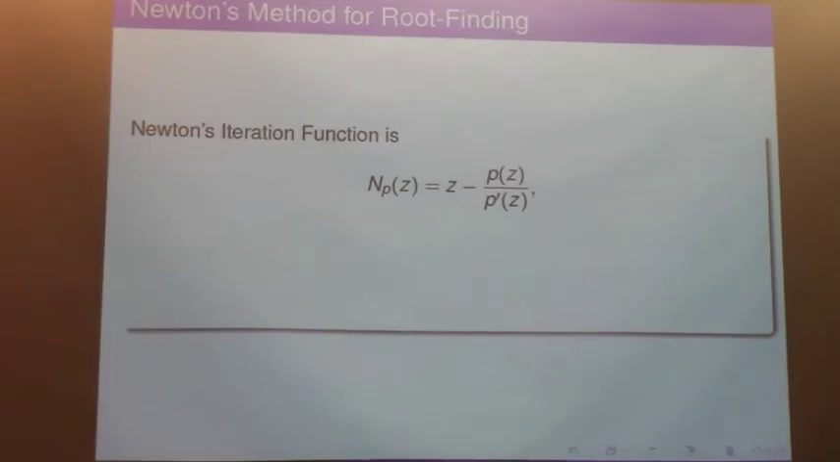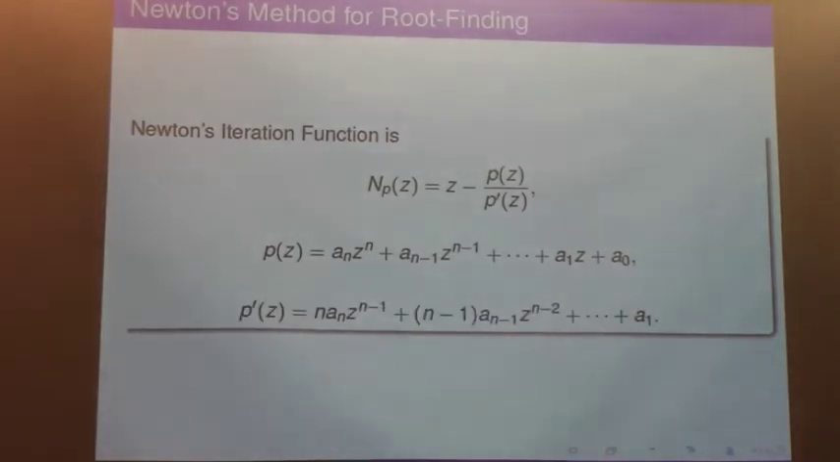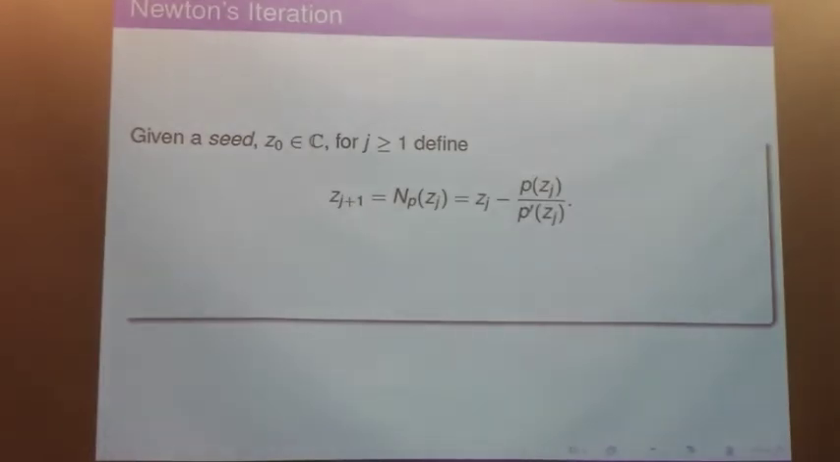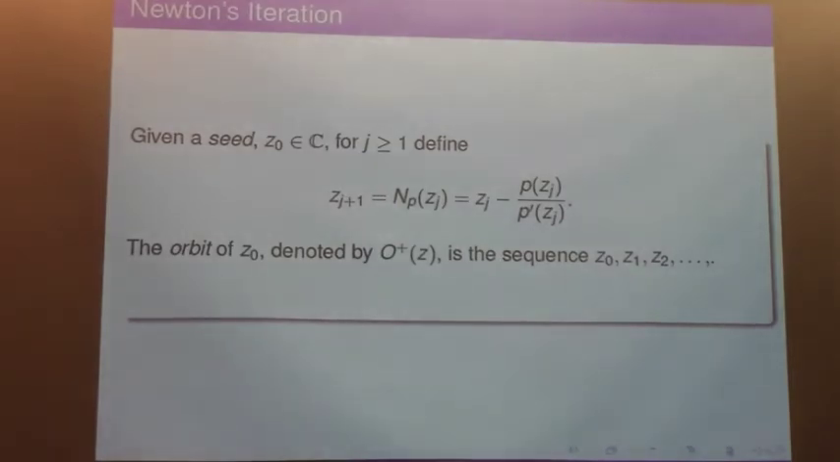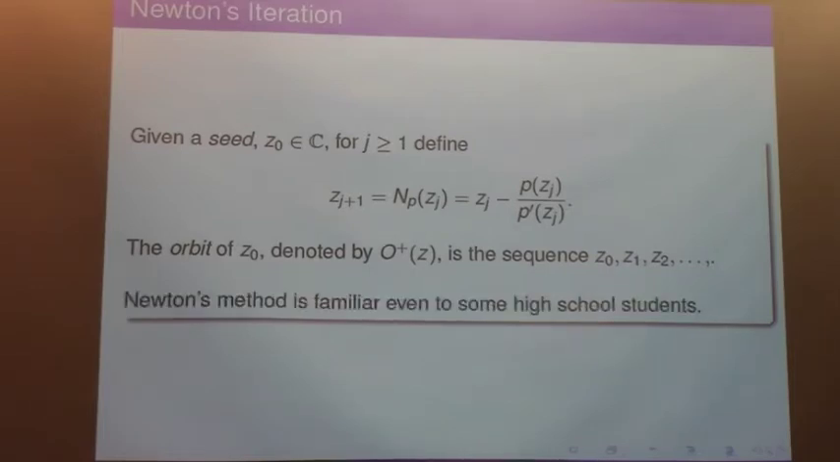probably one of the most famous algorithms in mathematics. The formula is z minus p of z over p prime of z. That's the iteration function. And Newton's iteration is you pick a seed, z0, in the complex numbers, and you iterate. And you consider the sequence of points that are generated. This is called the orbit of the sequence, the forward orbit. And this method is familiar to even some high school students.